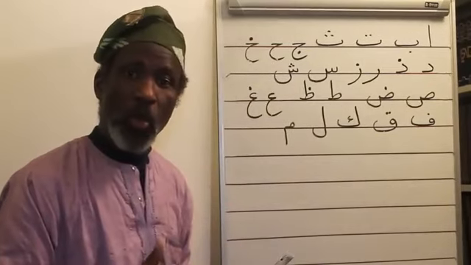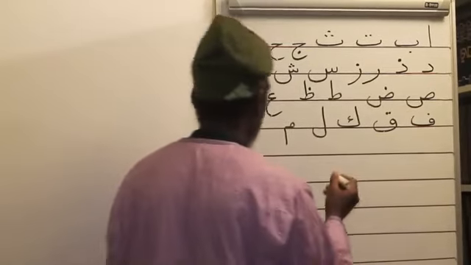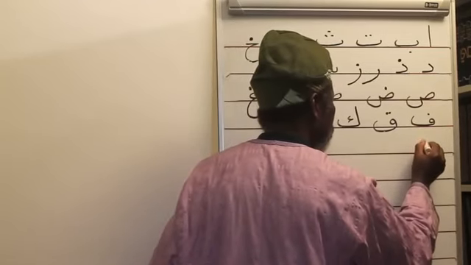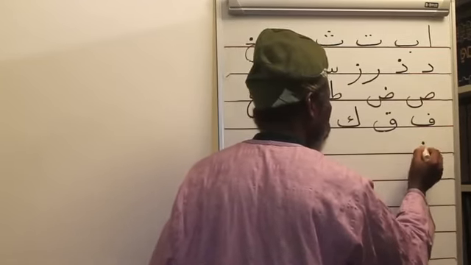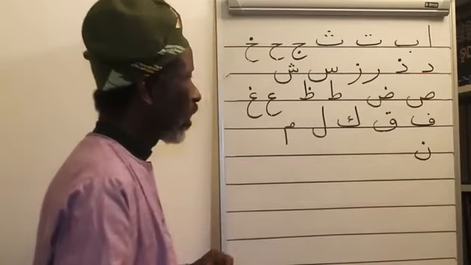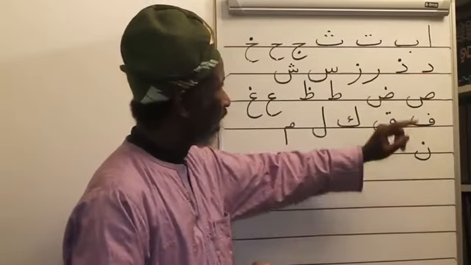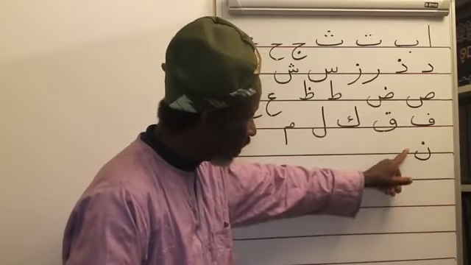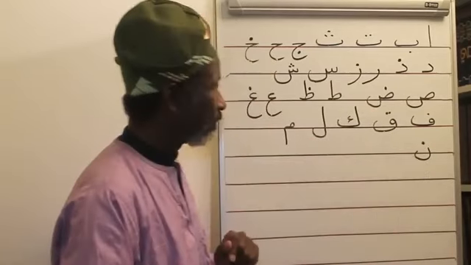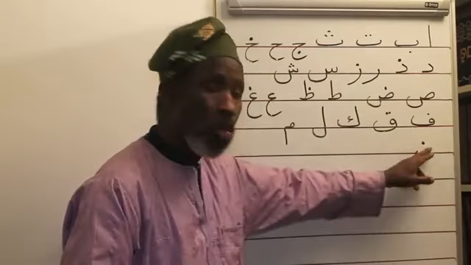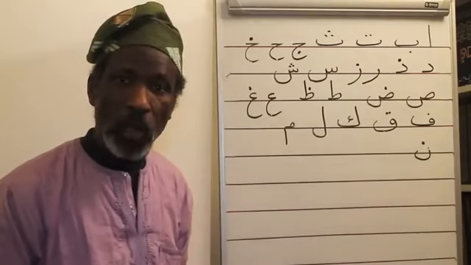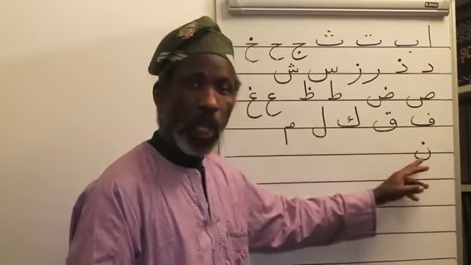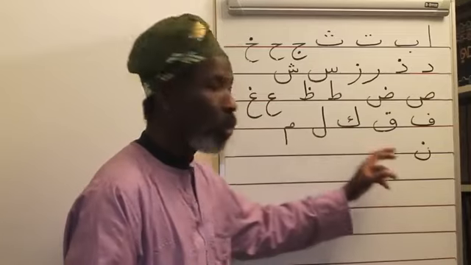Next is Noon, also the only one in the family. Noon. One dot there. It's not like the Ba family because it's deeper and has a dot there. So Noon. Lam, Mim, Noon.